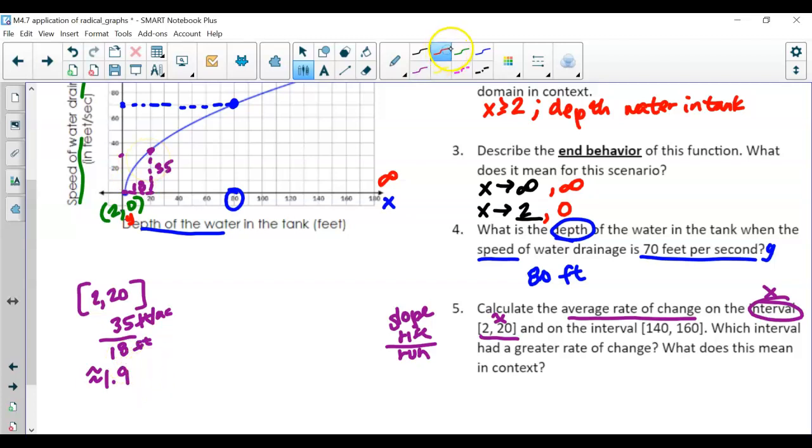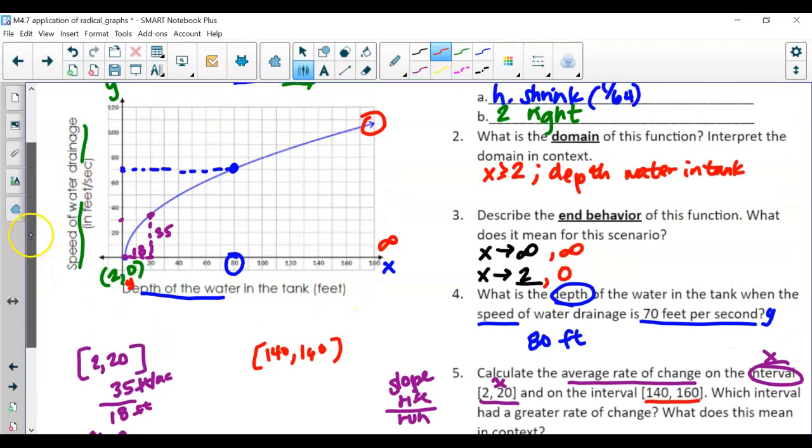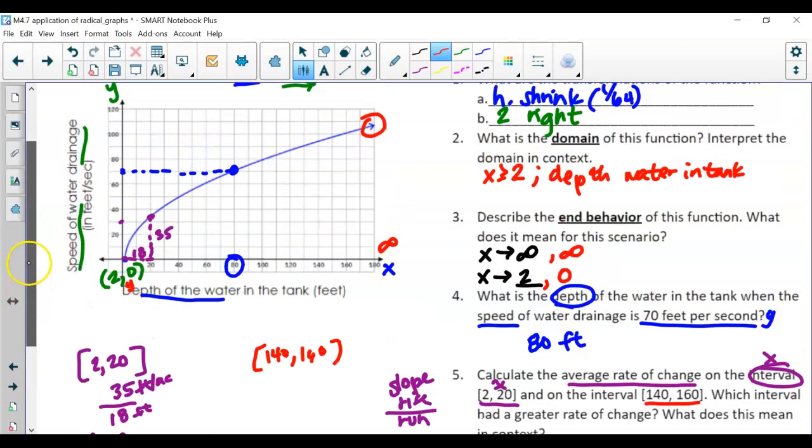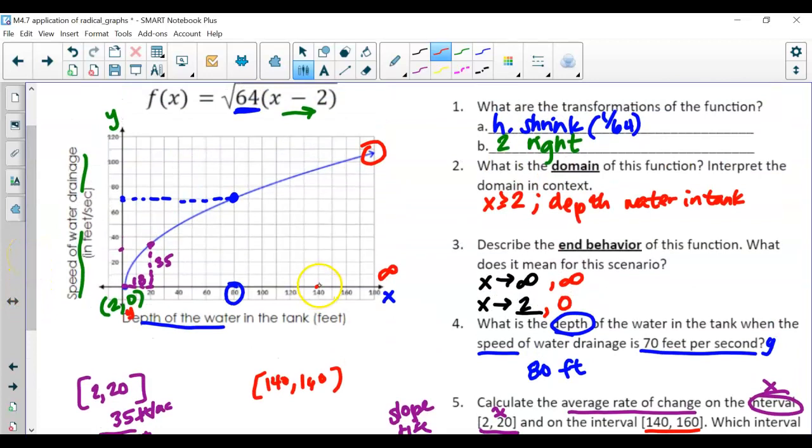So now let's take a look at our 140 to 160. So 140 to 160 now. So here we're going to identify from 140, which is here, to 160, which is here. So now notice, is it as steep as before? No. So we're going to deal with a much shorter rise and run.